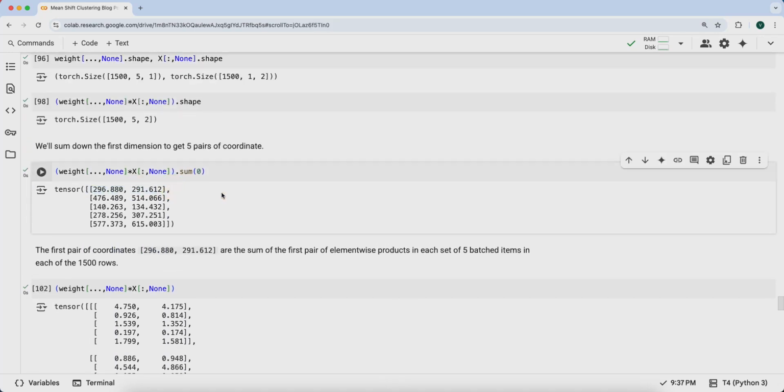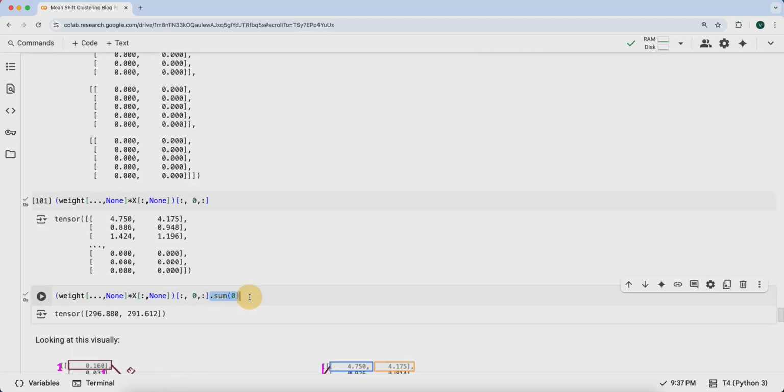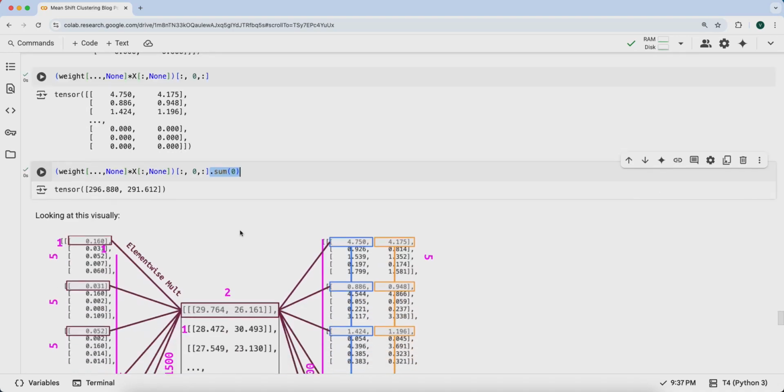So this was a key part of my understanding, that when we're actually summing down these 1500 rows, it's summing all the first batch items together, and then all the second batch items, and then all the third batch items, and all the fourth, and all the fifth. So that's how we get our 5 coordinates.